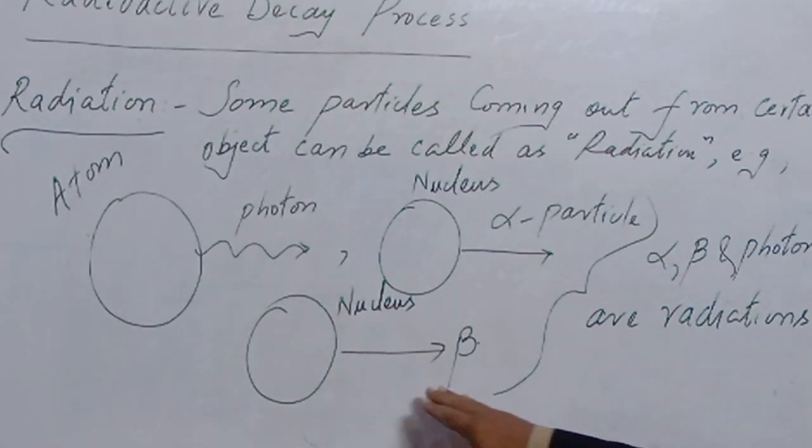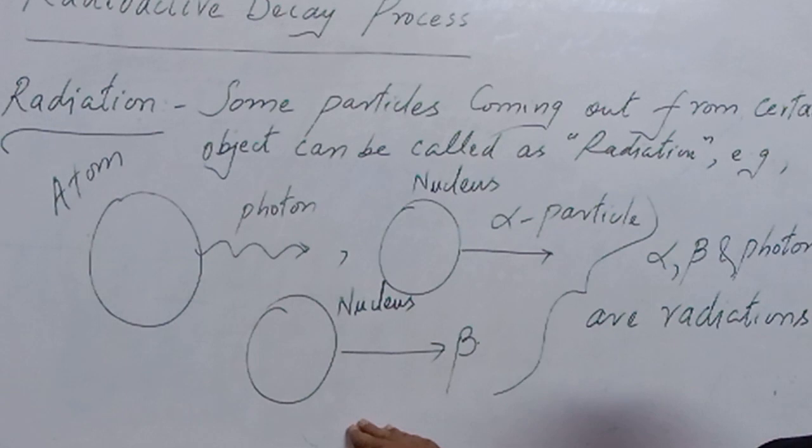And when the beta particle is coming out, inside the nucleus either a proton will be converted into a neutron, or a neutron will be converted into a proton. Okay, so this is the concept of radiation.